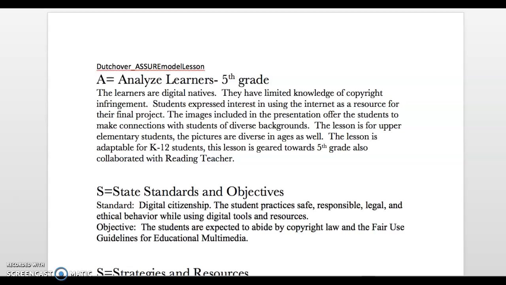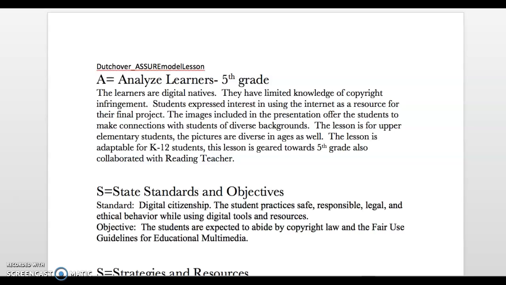With my copyright lesson, I used the Assure model. First of all, I analyzed my learners, which I chose 5th grade. I found out that they are digital natives. They have limited knowledge of copyright infringement. Students expressed interest in using the internet as a resource for their final project.